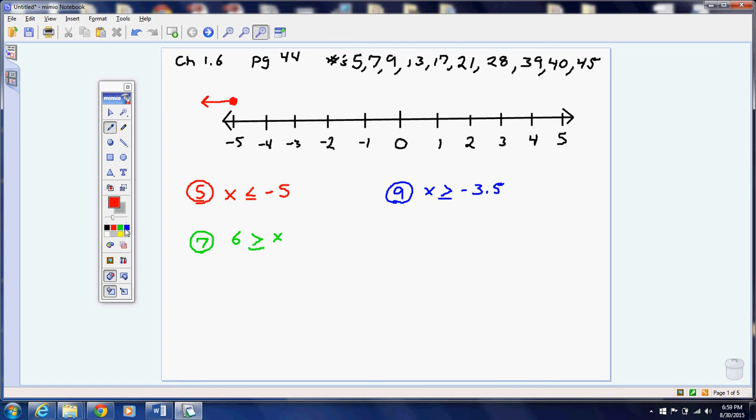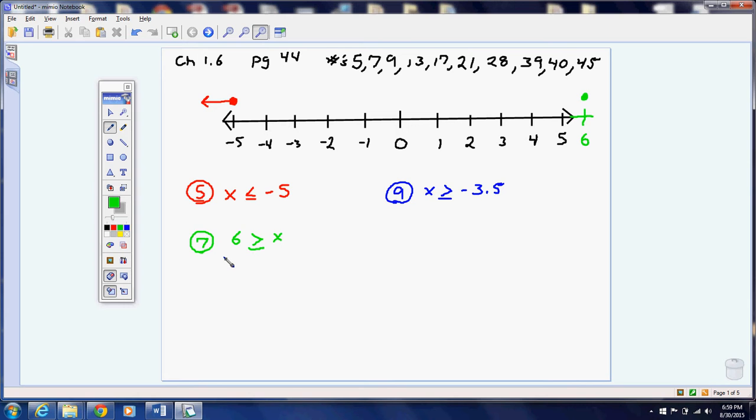All right, number 7. 6 is greater than or equal to X. Well, let's plug in 6. I don't quite have my number line long enough here. 6 would be right about there. And we've got a greater than or equal to right now. And 6 is greater than or equal to X. So 6 is the most that X can be. So we're going to be including these numbers.